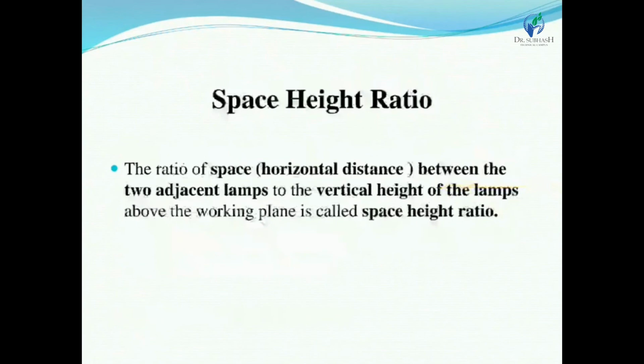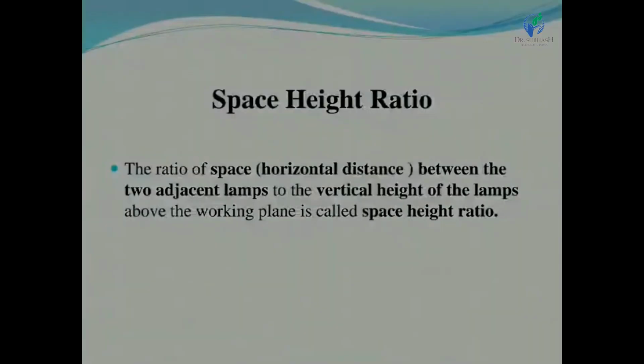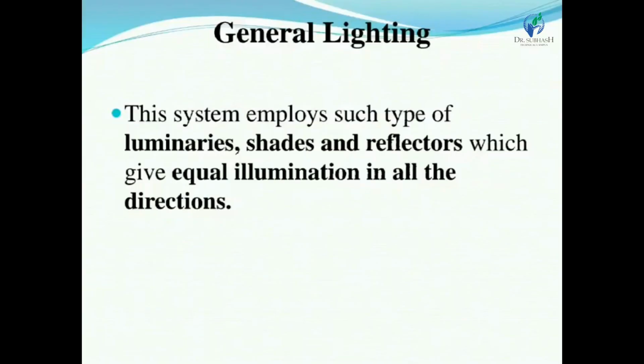The space height ratio. These things should be kept in mind when you design the lighting scheme. The ratio of the space between two lamps to the vertical height of the lamps above the working plane is called the space height ratio. General lighting: this system employs such types of luminaires, shades and reflectors which give equal illumination in all directions. So this is unit 2, the basics of illumination.